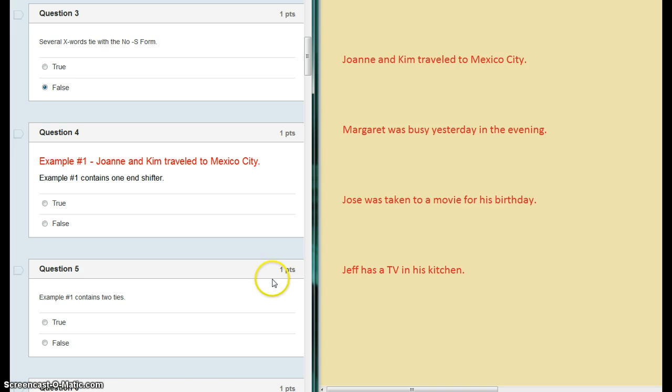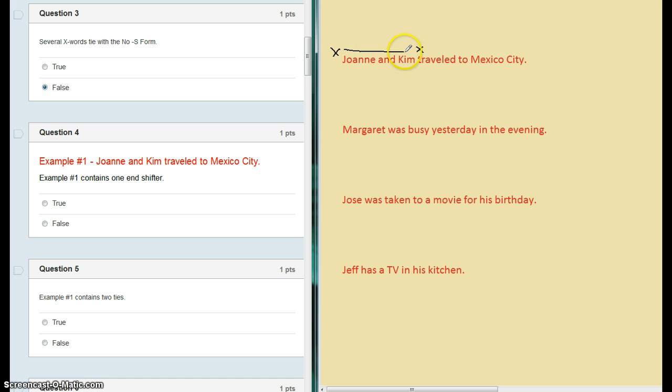Question number 4. Example number 1. Joanne and Kim traveled to Mexico City. Okay, let's take a look and we'll analyze the sentence so that we'll be able to answer questions about it. There are no shifters. I don't see the X word, but I see the verb is traveled. I know that's past, so the X word is did. Did Joanne and Kim travel to Mexico City? Joanne and Kim did not travel to Mexico City.